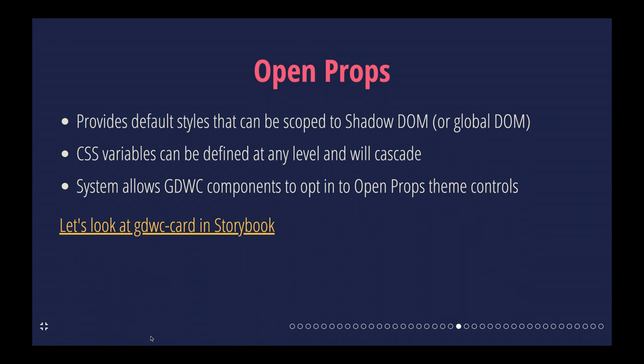Also, another detail about Open Props is that they provide a default style sheet that gives you a default look and feel. There's a version that is for the traditional DOM and also a version that's scoped to the shadow DOM, which was a feature that we requested and they added, which is awesome. But yeah, so these are CSS variables, so they can be defined anywhere and they'll cascade. And that allows a system like this to have this set of tokens, and the components can all opt into these variables and use them globally across the design system.